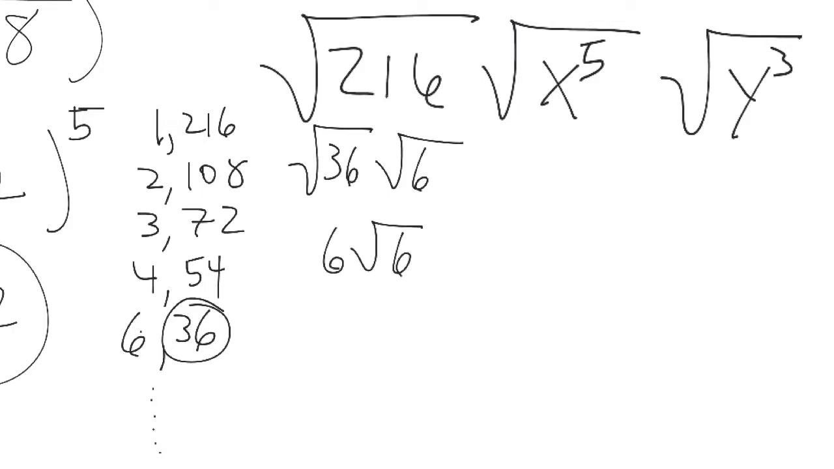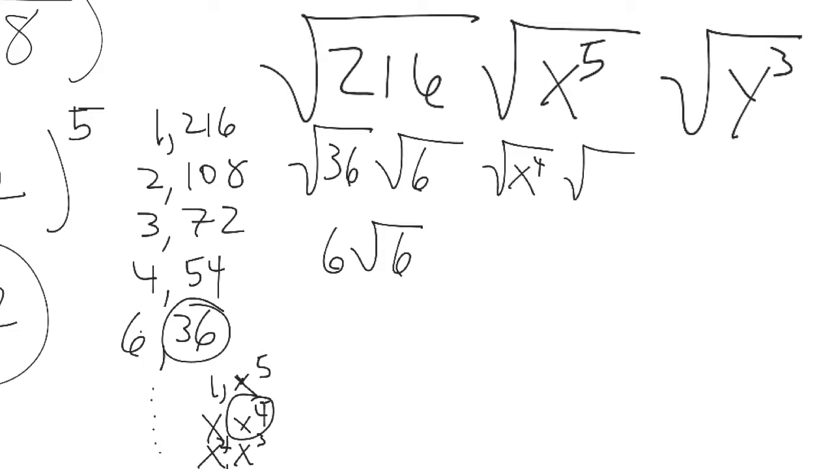Now let's do the same thing for x to the 5th. Really, you can think of x to the 5th as 1 times x to the 5th, or x times x to the 4th, or x squared times x to the 3rd. And the largest perfect square factor of x to the 5th is going to be x to the 4th. Square root of x to the 4th times square root of x to the first power, or just x. When you take the square root of x to the 4th, what times itself is x to the 4th? That's x squared times the square root of x.